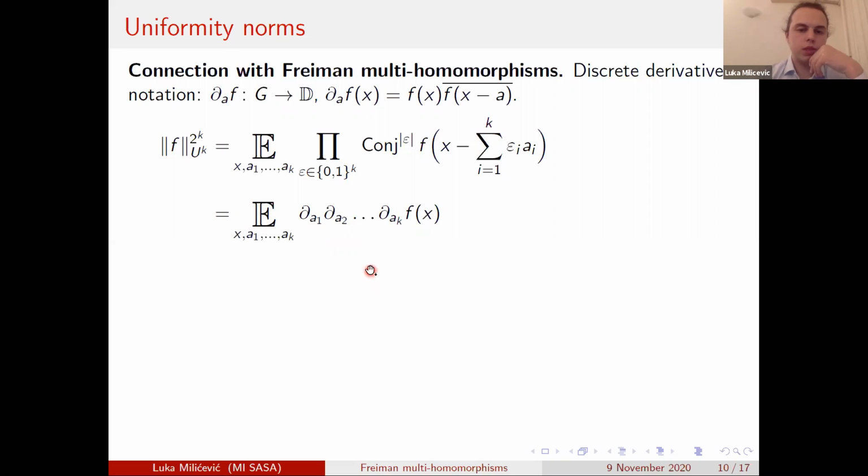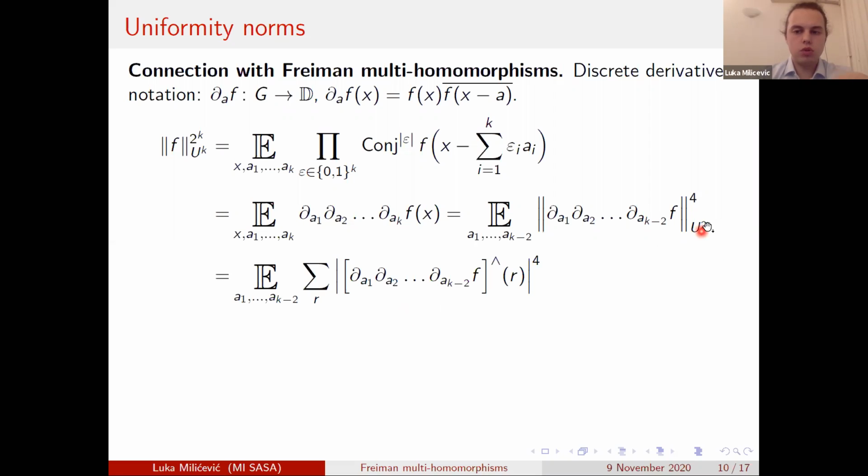And then one can play the same game in just the last two parameters, ak minus 1 and ak. So if we fix a1 up to ak minus 2, what we get here would be an expectation over x, ak minus 1, and ak. And that would be just the definition of the U2 norm raised to power 4, actually. And once you have the U2 norm, it is actually very easy to understand. That's why I didn't mention the U2 norm in previous results. So the U2 norm raised to power 4 is exactly the sum of 4th powers of the modulus of Fourier coefficients. So you get an expression like this.